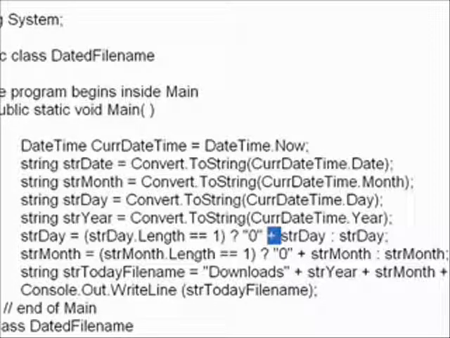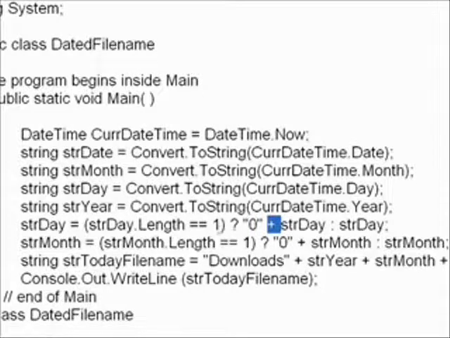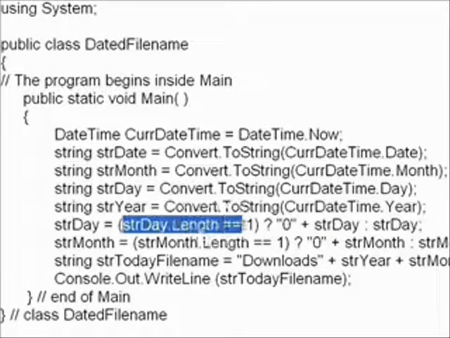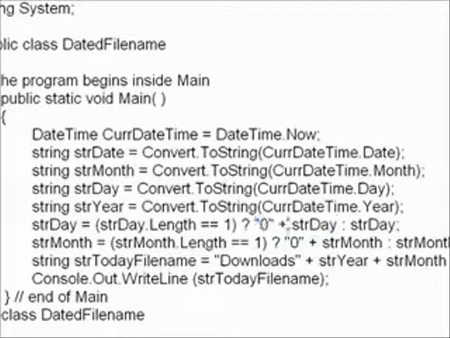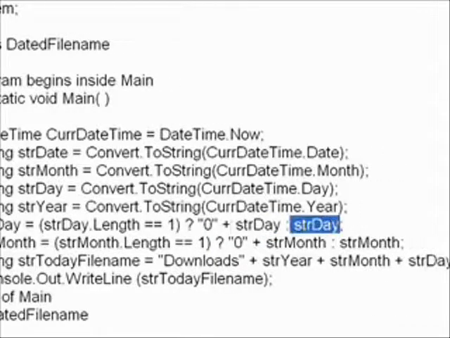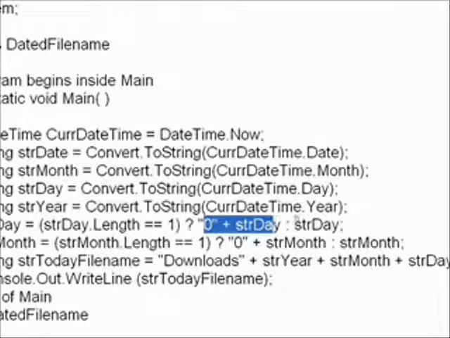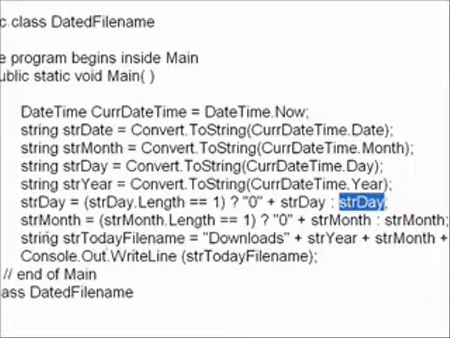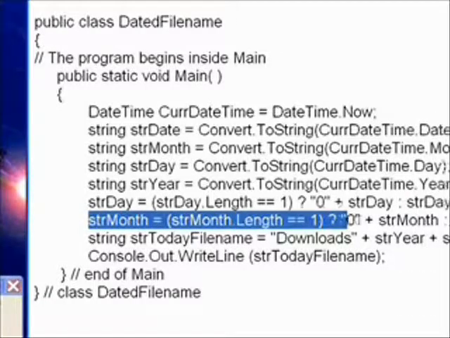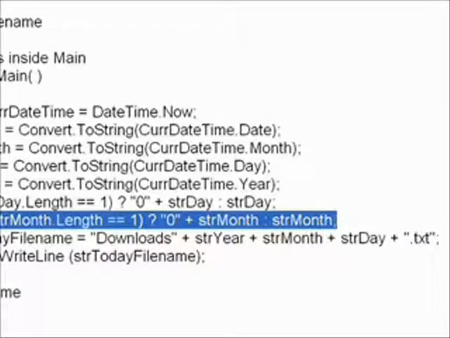So essentially this says if the assignment condition of this statement is true, put a 0 in front of it. If it's not true, just make it equal to what it was before. The colon is the equivalent of the else. So it's saying if true, put a 0 in front of it. If not true, just leave it the way it is and reassign it its old value. And we do exactly the same thing for the month. Since most of the months are just 1 character, this is going to be true more often than not.